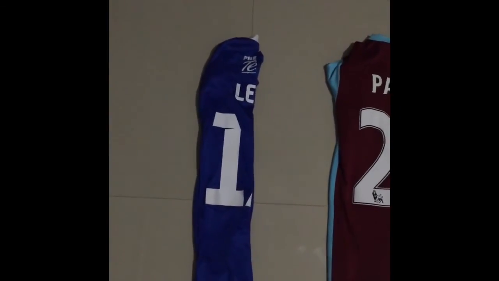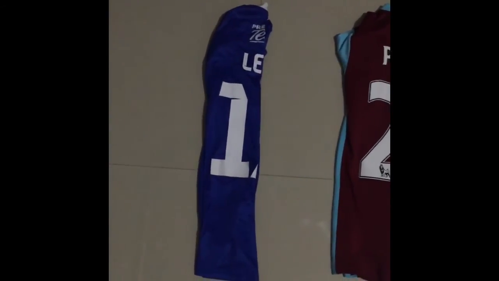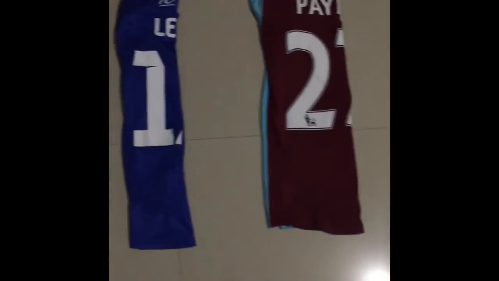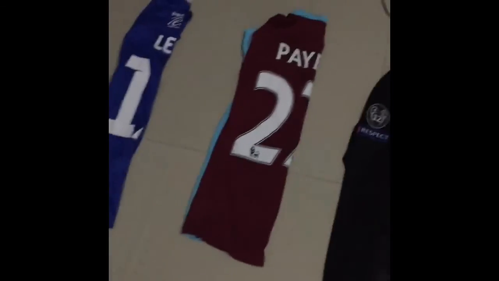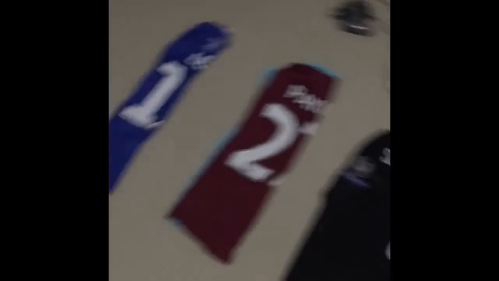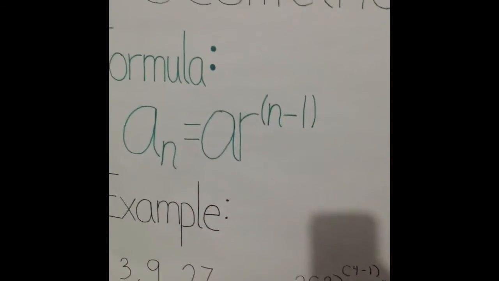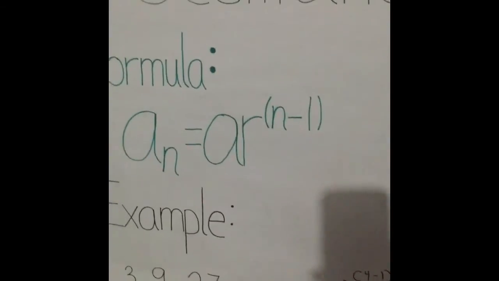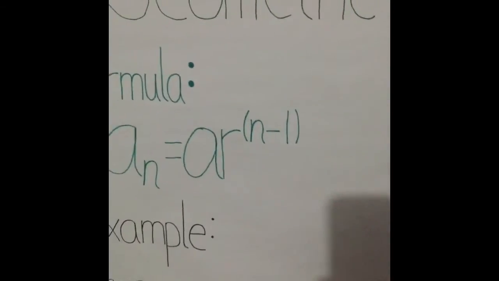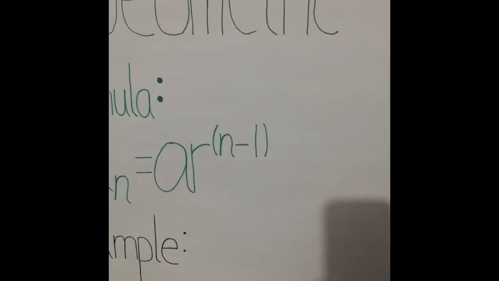Here is another example of a geometric sequence. So let's look at our sequence: 1, 2, 4, 8, and 16. We need to look for the sixth term. So let's look at our formula. We need to multiply the first term times the common ratio between the terms raised to the power of the sixth term that we're looking for, minus 1.